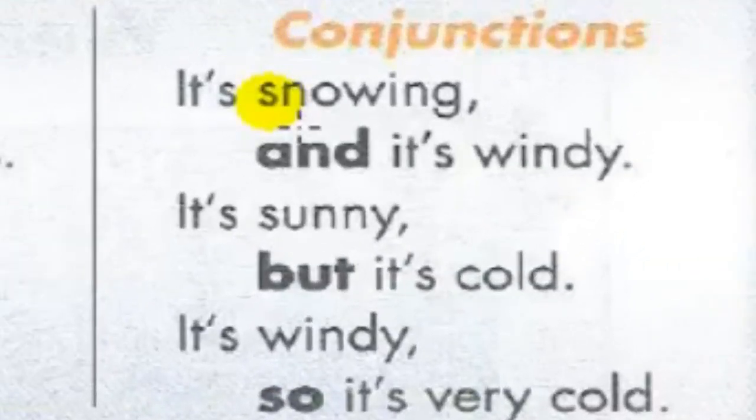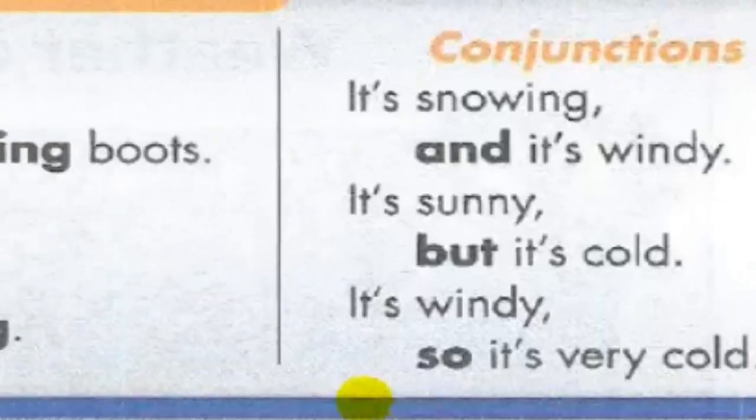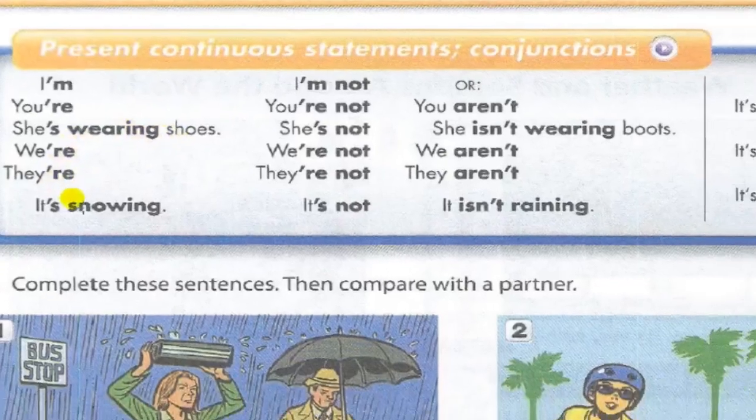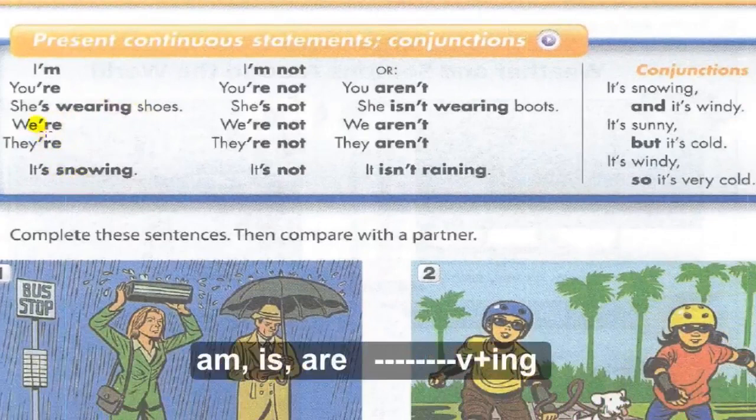Conjunctions. It's snowing and it's windy. It's sunny, but it's cold. It's windy, so it's very cold. Present continuous. I am wearing shoes. You're wearing shoes. She's wearing shoes. We are wearing shoes. They're wearing shoes. It's snowing. Am, is, are, verb plus ing.